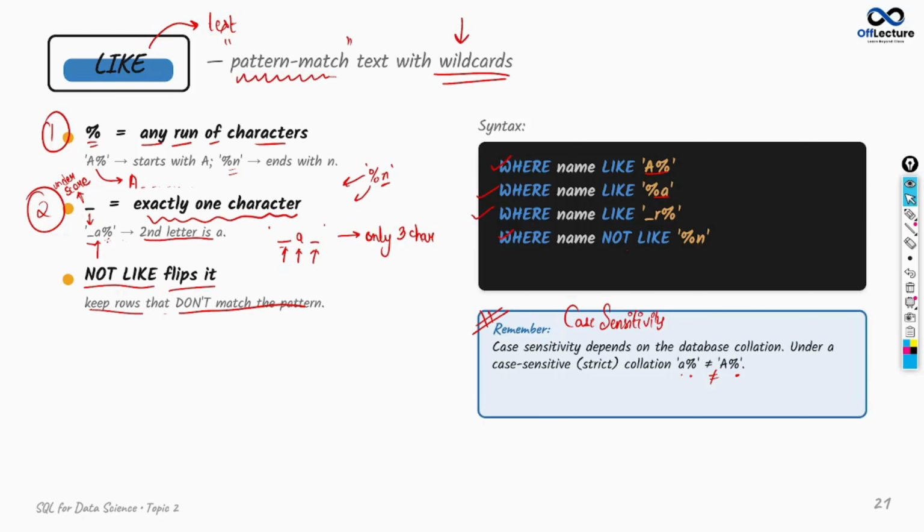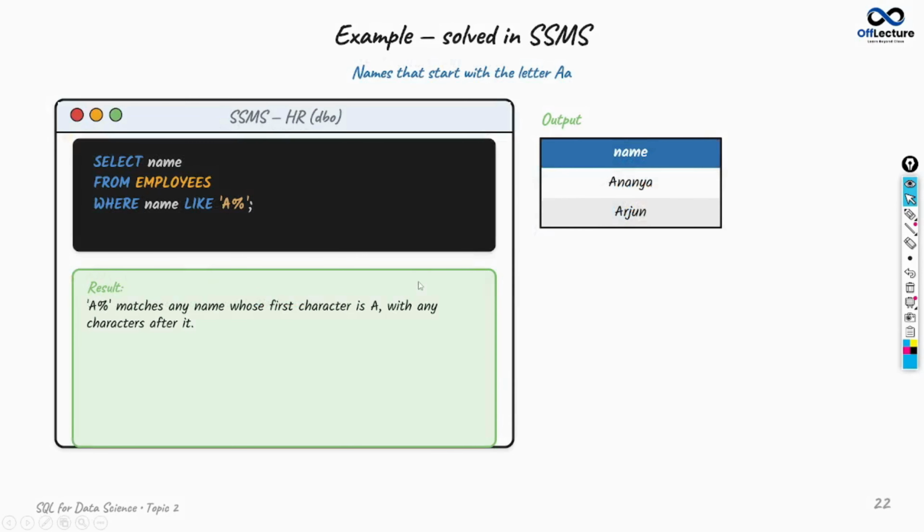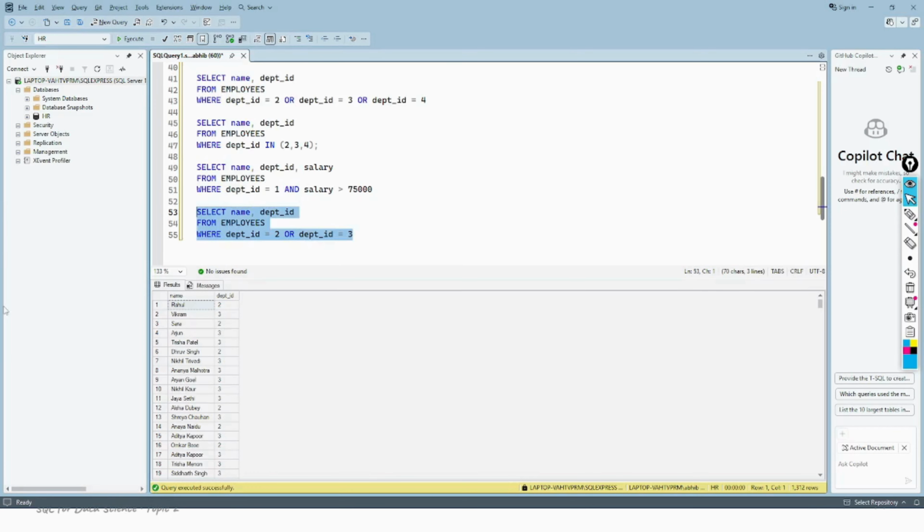Okay, let's see an example of how we will use LIKE. We want to get the names of those employees whose name starts with the letter A. So we want to match all the employees whose name starts with capital A or small a. Currently, our database doesn't have any constraint on case sensitivity, so you can write small a or capital A, either of them, and you will get your result. So let's try this.